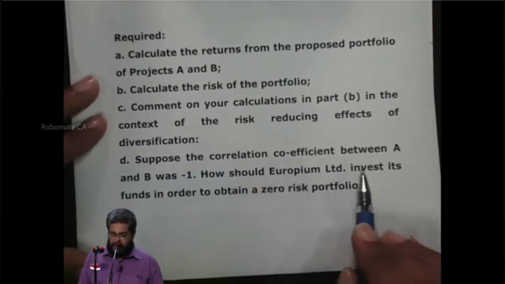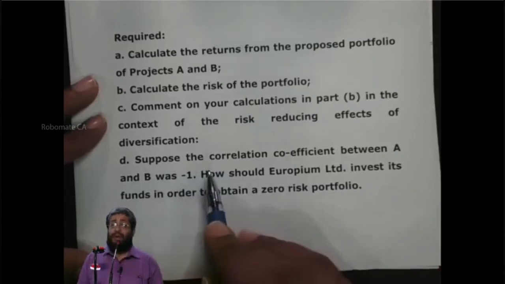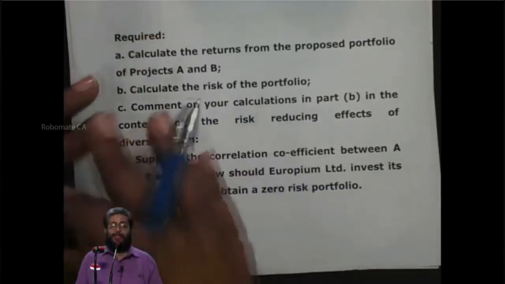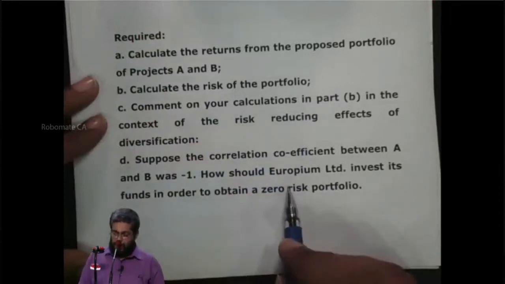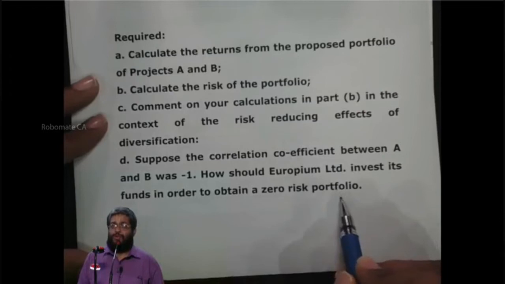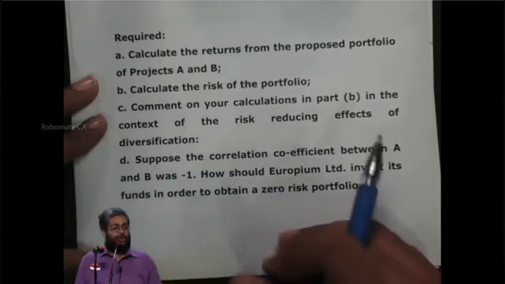Suppose correlation coefficient between A and B was -1. Now they change the question. Earlier it was plus 0.1. Now they suppose it becomes what? -1. How should European Limited invest in funds in order to obtain the zero risk portfolio? How to invest a fund to have a zero risk portfolio?